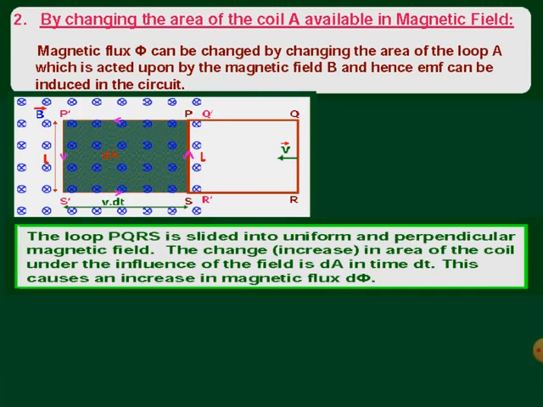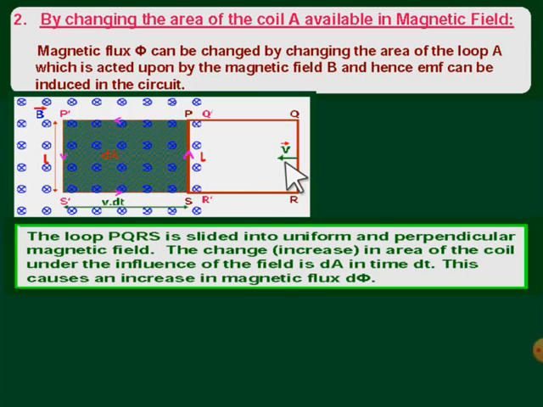PQRS is slid into the uniform and perpendicular magnetic field like this, with a velocity v. The change in the area of the coil under the influence of the magnetic field is dA. This is not the area of the rectangle, rather it is the area through which magnetic field lines pass. That area where the magnetic field lines pass through normally is changed, and it is denoted by dA. Got it?